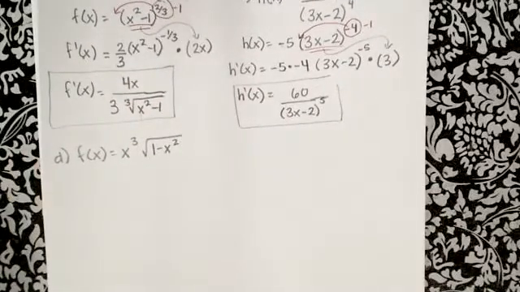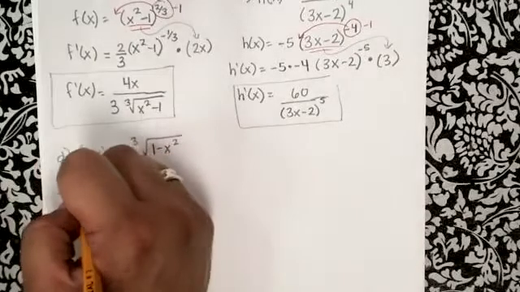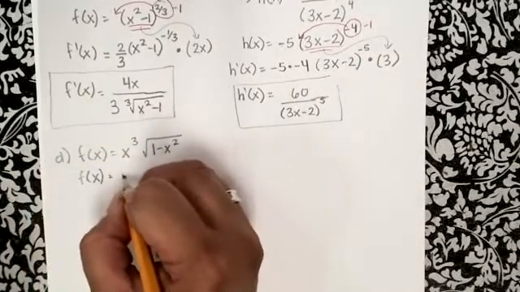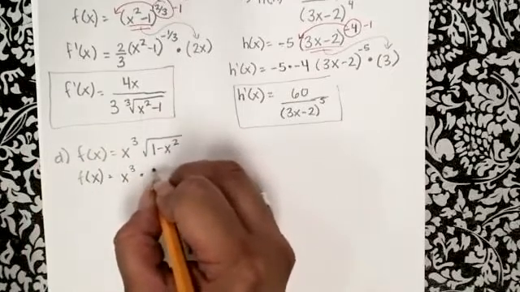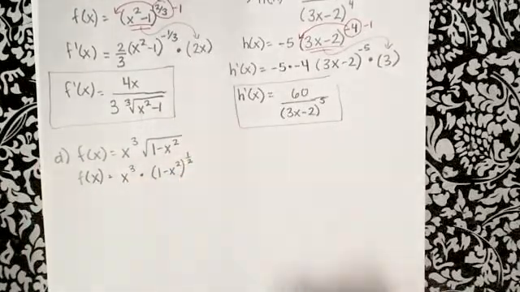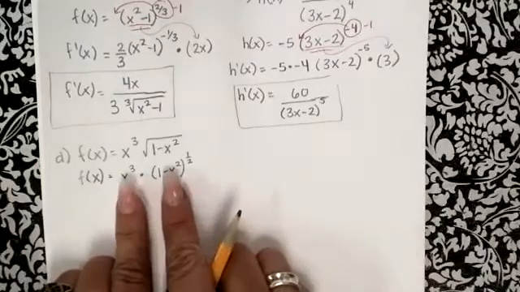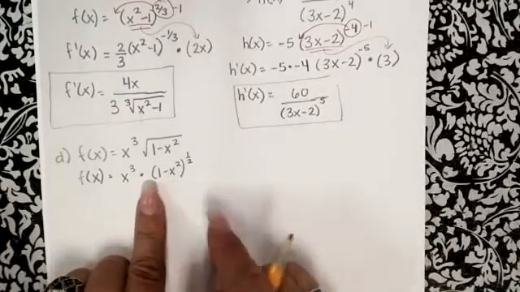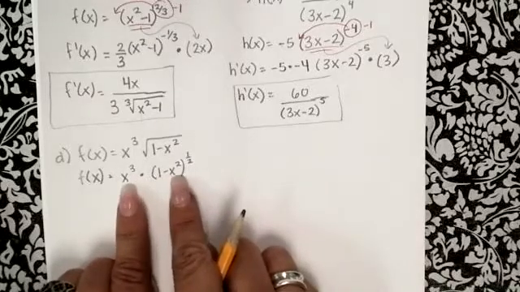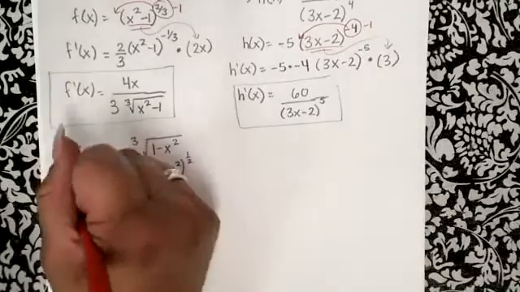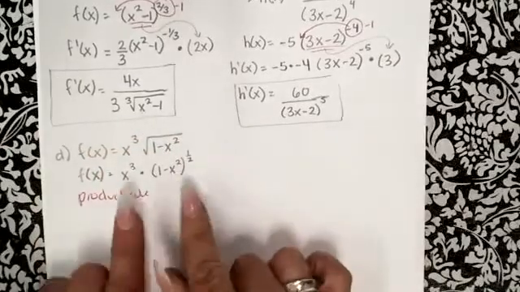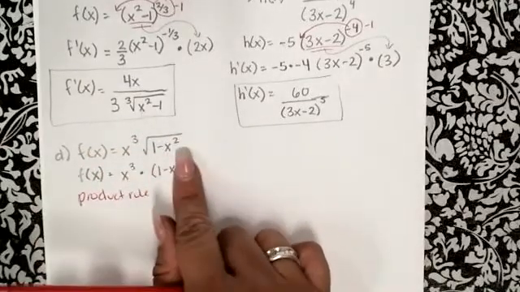On D, I'm going to rewrite this one. This is going to be an x cubed times a 1 minus x squared raised to the 1/2 power. Now, because you have two x's, you're going to have to do the product rule because you are multiplying here. So on this one, you're going to have to apply the product rule. And in the product rule is going to be a chain rule, okay?